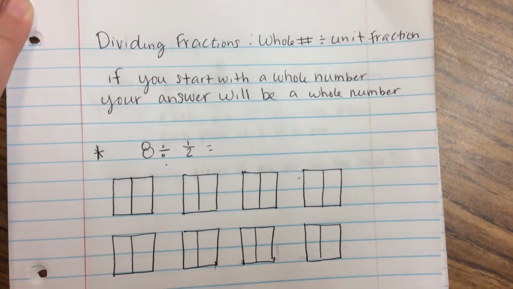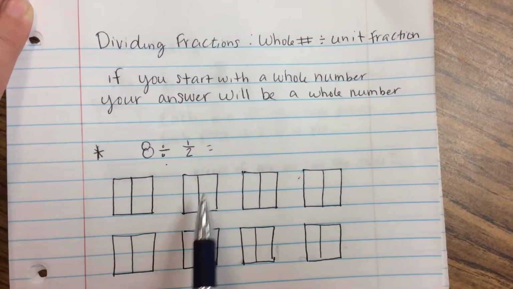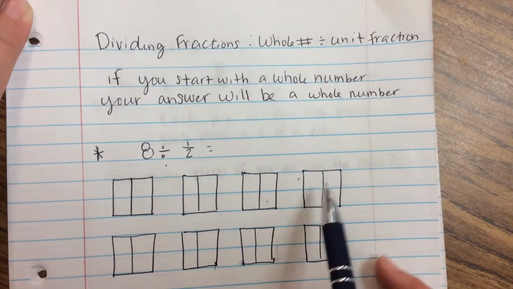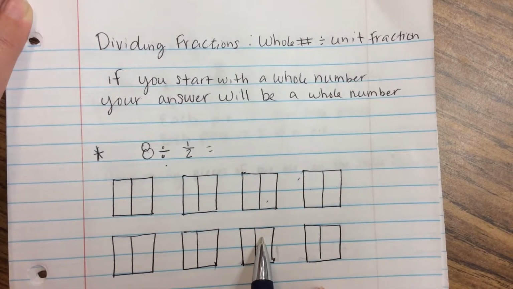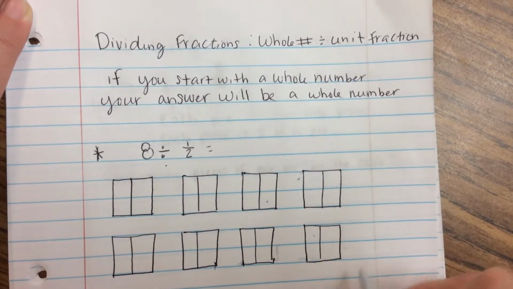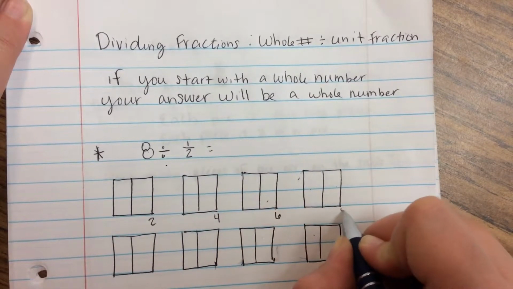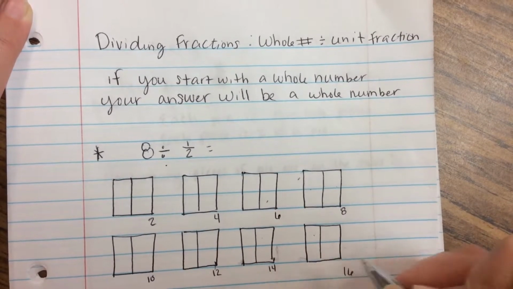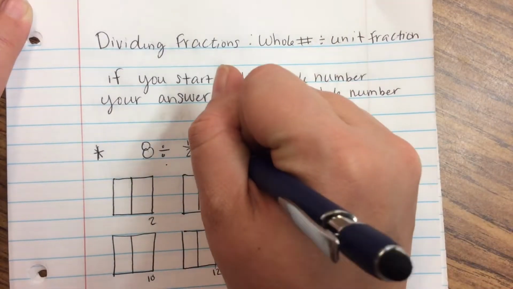To figure out what my answer is, I'm going to count how many halves I have. I have 1 half, 2 halves, 3 halves, and so on, up to 16 halves. I could also label them like this. So my answer of 8 divided by 1/2 would be 16.